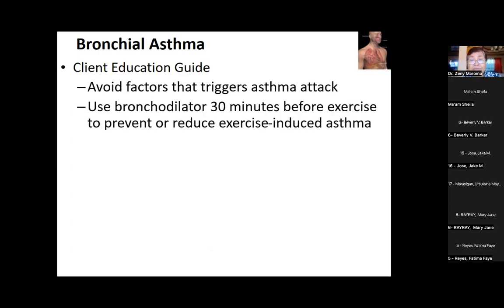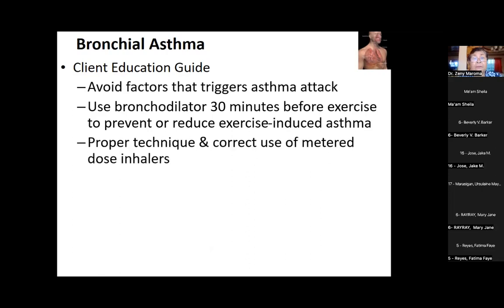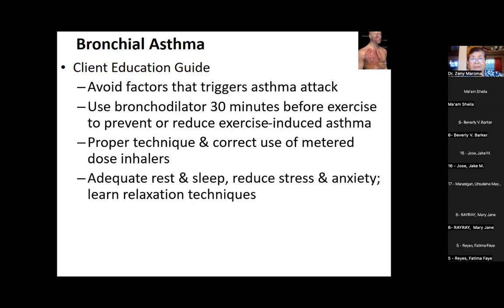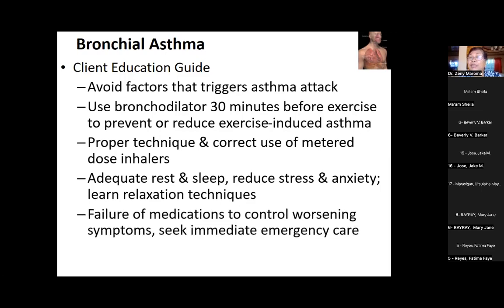Use bronchodilator 30 minutes before exercise for patient with exercise-induced asthma. And teach on the proper technique and correct use of metered dose inhaler. Provide adequate rest and sleep, reduce stress and anxiety, and they must be able to learn relaxation techniques because we have also stress-induced asthma.